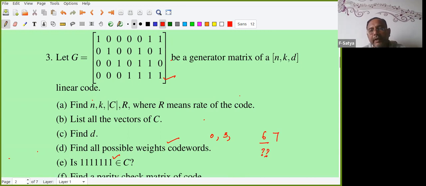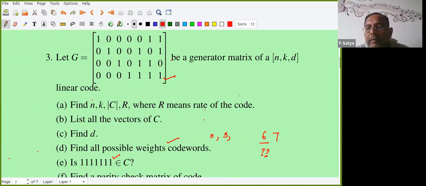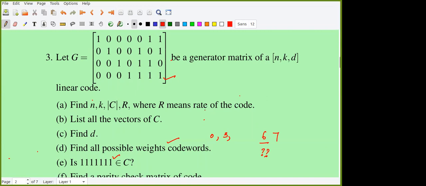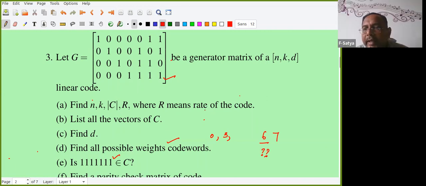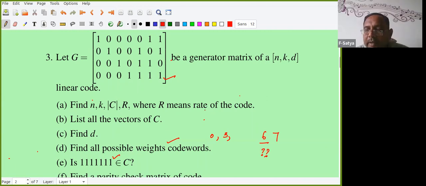Okay. Suppose there is a vector whose weight is equal to 6. What is the meaning of that? Please respond here. For example, you have a code word whose weight is equal to 6. What is the meaning of that? It has 6 non-zero elements. But it is binary. So what are those non-zeros? Ones. So that means that code word contains 6 ones, right?